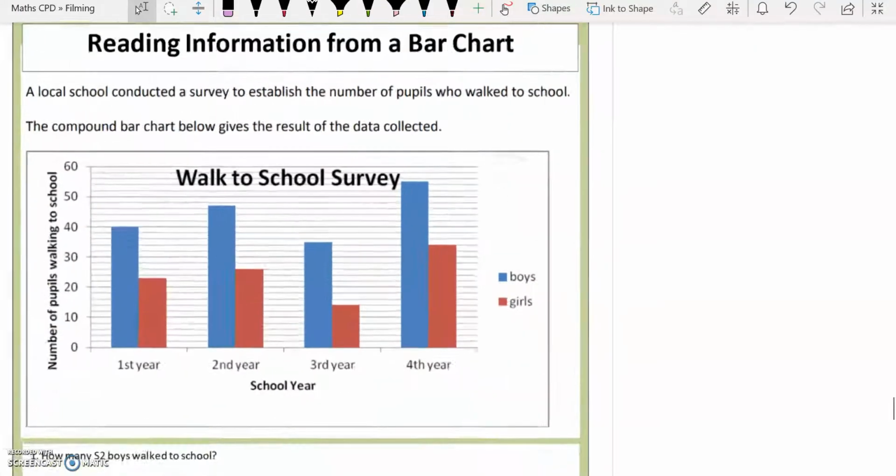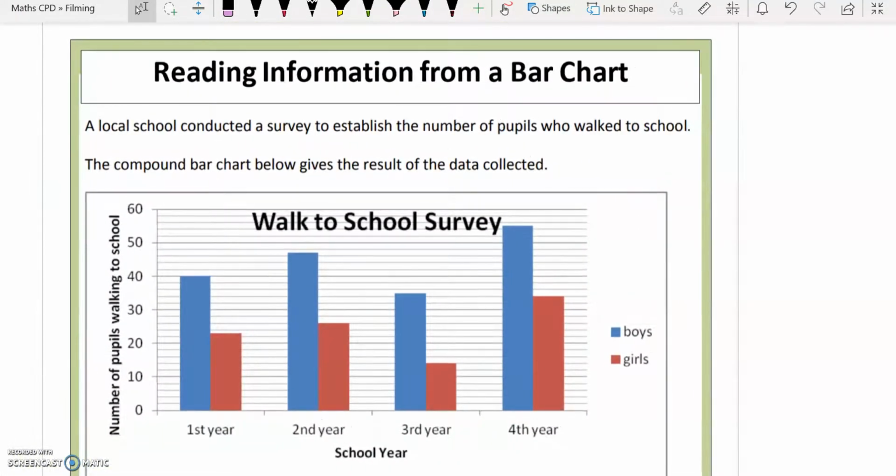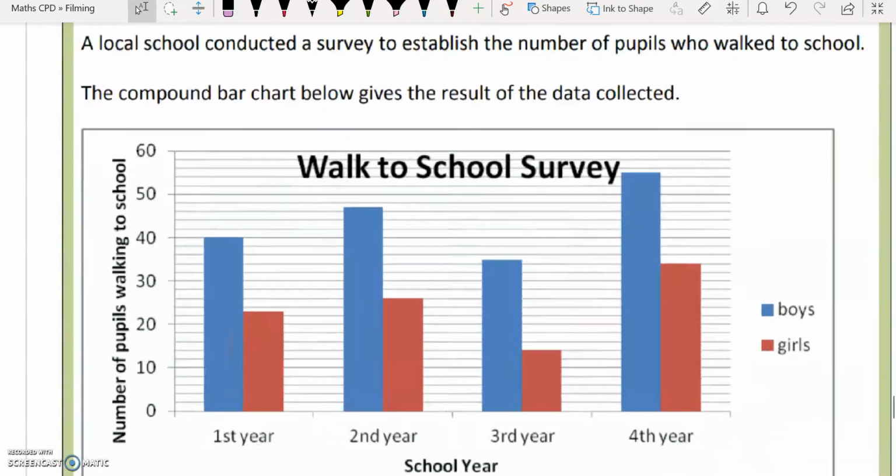Okay, in this video we're going to have a look at how to read information from a bar chart. Here we've got a local school conducted a survey to establish the number of pupils who walked to school. The compound bar chart, that just means it's got 2 bars for each different category, gives the result of the data collected. So here we've got the school year along the bottom, 1st, 2nd, 3rd and 4th year. The boys are blue, girls are red, and on the left we've got number of pupils walking to school.